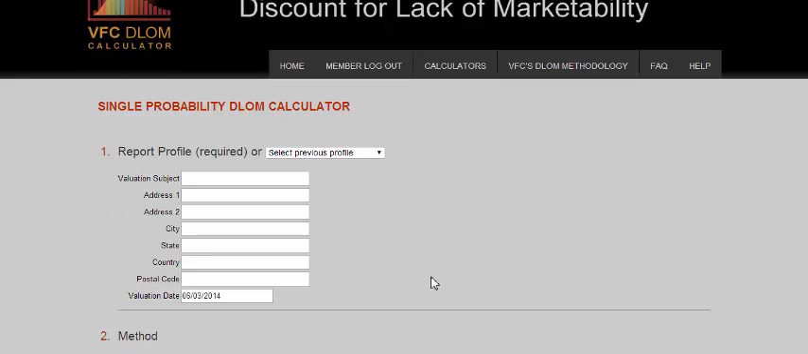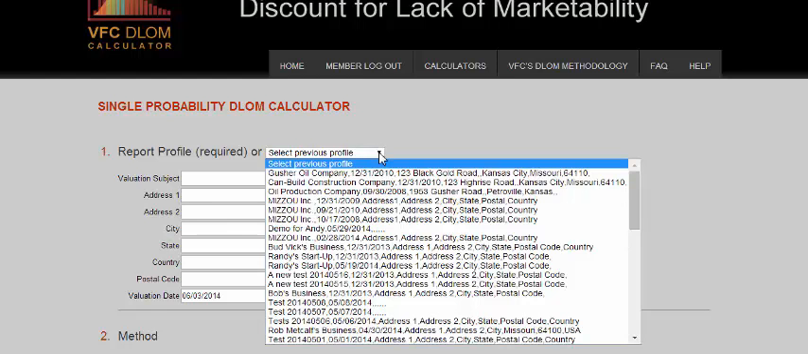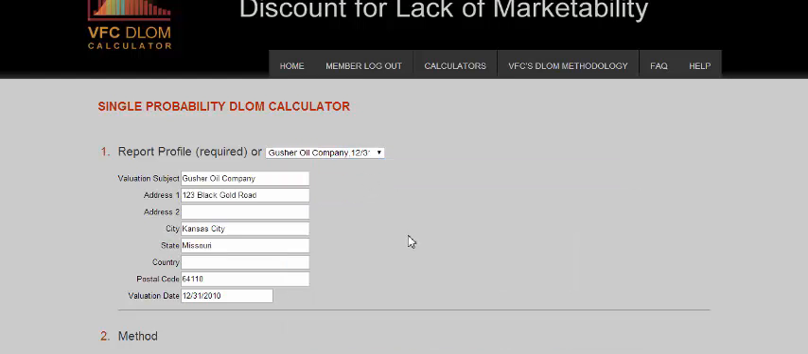Step 1 involves creating or selecting a report profile. I will choose one that I previously created for Gusher Oil Company. Pay attention to the valuation date field. The VFC DLOM calculator uses the valuation date in its price volatility functions. For this example, my valuation date is December 31, 2010.